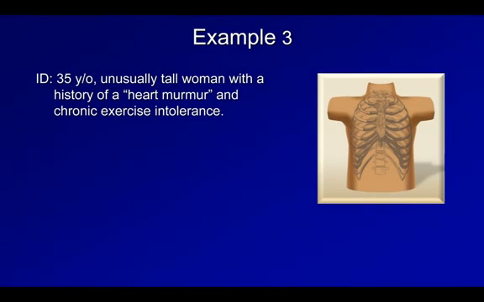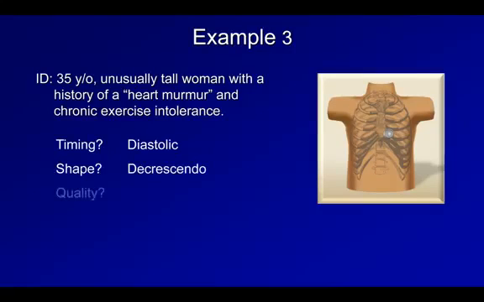For example 3, we have a 35-year-old woman who reports a history of a heart murmur and chronic exercise intolerance. This is best heard at the fourth left intercostal space. This time, listen for the timing, the shape, and the quality. Hopefully, the timing for this murmur sounds different than the previous 2 examples. That's because this is a diastolic murmur. Its shape, decrescendo, and what about its quality?